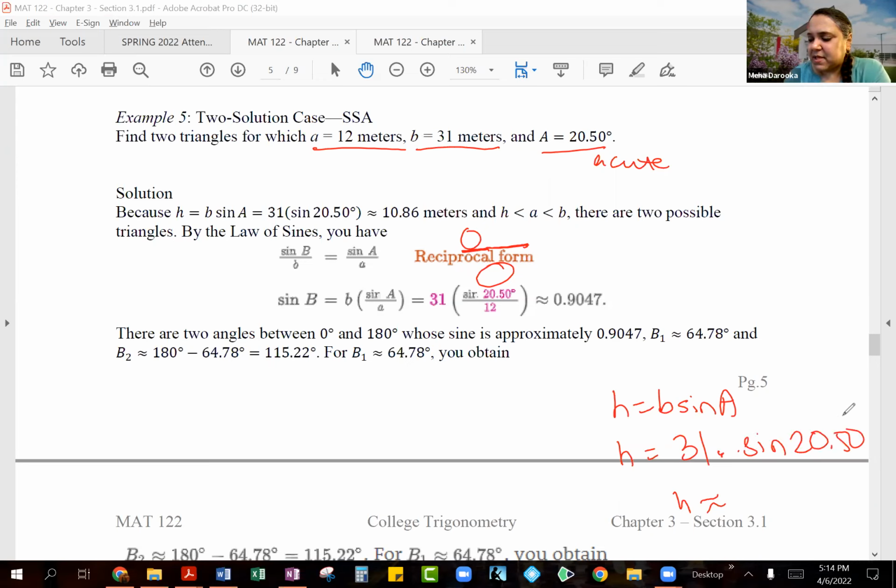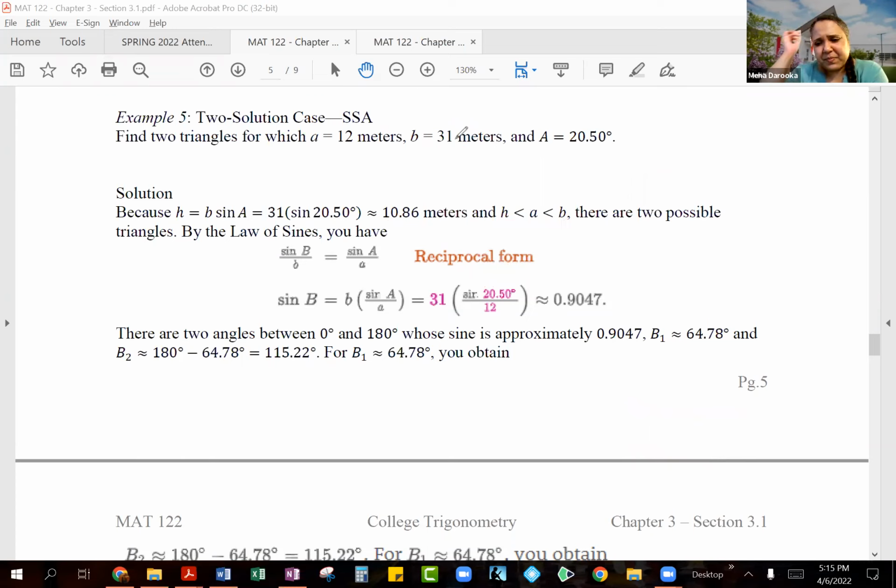Okay, 31 times sine of 20.5. Yeah, so you are ending up with 10.856. So that will round up to 10.86 meters. Okay, so we do meet the conditions. Then your side H is smaller than side A and side A is smaller than side B. So we're definitely meeting those conditions for two cases of triangles over here.